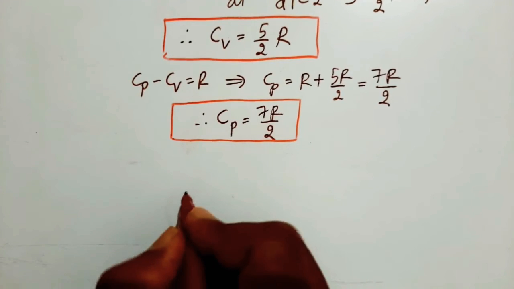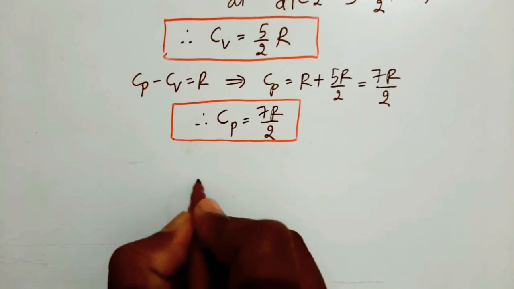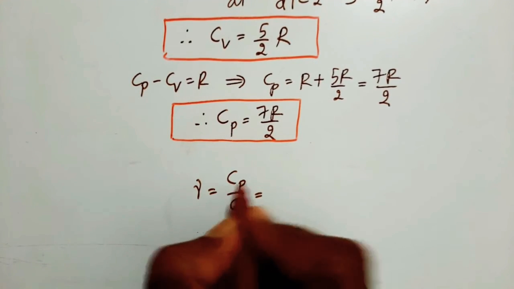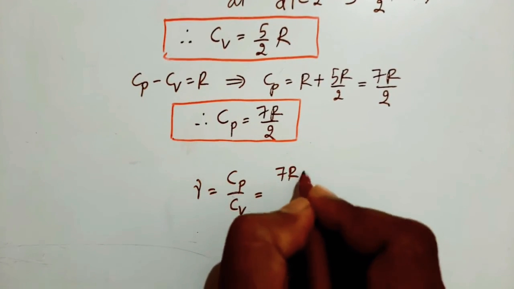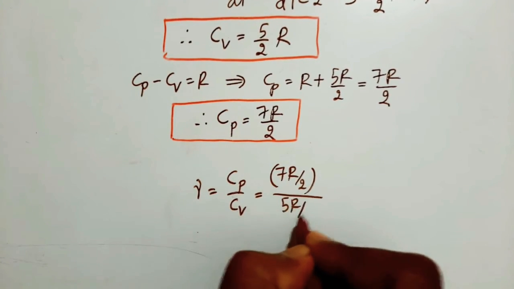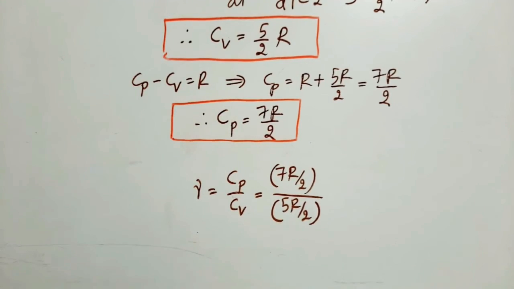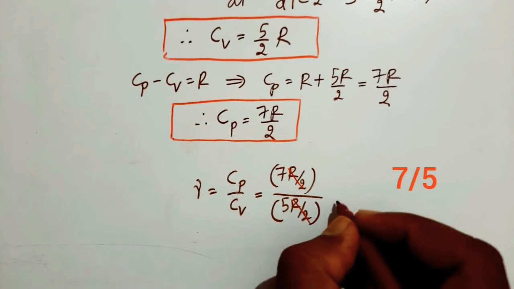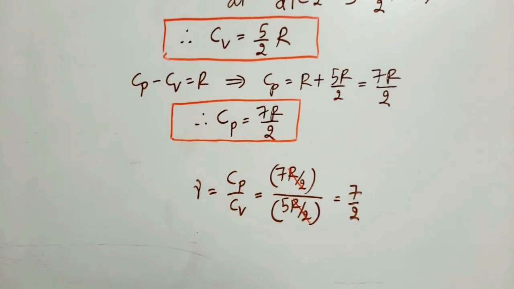The ratio of specific heat capacities gamma is equal, we know Cp by Cv, that is equal, here Cp is equal 7R by 2 by Cv is equal 5R by 2. So here R by 2 cancel. So finally we get 7 by 5. Therefore, for a diatomic molecule, the ratio of specific heat capacities gamma is equal 7 by 5.